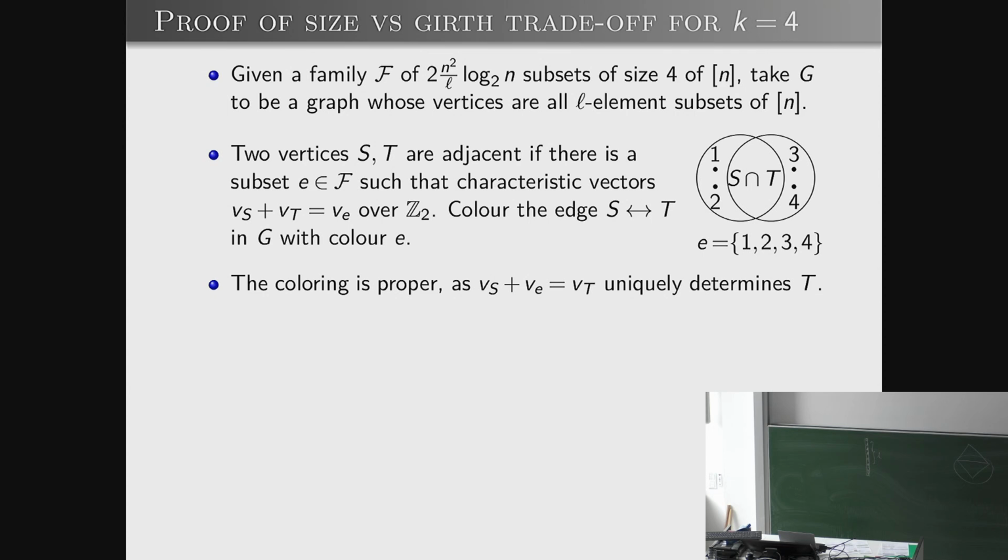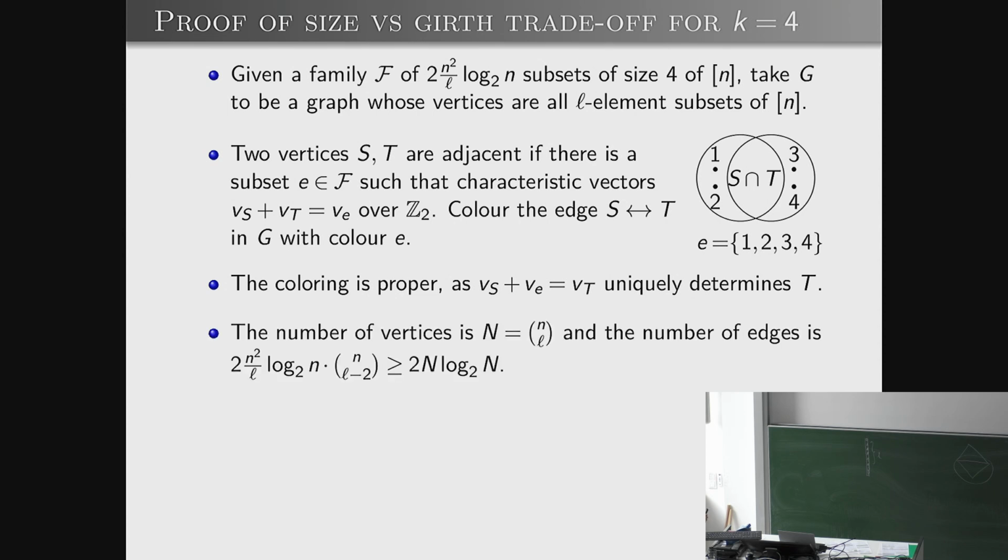So if you tell me vertex S, and you tell me the color E, I immediately know to what it is connected, right? Because I can solve this equation. I can write Vt equals Vs plus V. So at every vertex, there is only one edge of every color. So the number of V's is n choose 4. Yes, yes, yes. Very good.